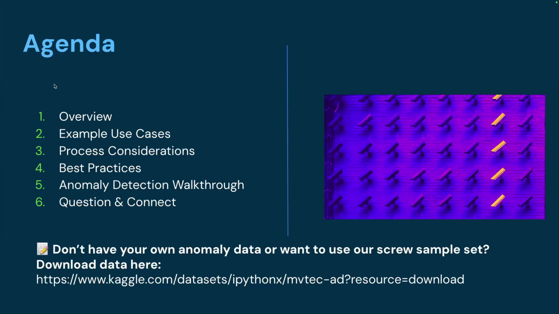And Grace or Adrian, if you could take the link here for the anomaly detection data sets and place it in the chat. Those that don't have existing anomaly data sorted into normal or abnormal can go ahead and download this data set here. We do also offer a sample project within LandingLens, so you're able to leverage that as well to follow along in this hands-on lab today. But if you don't want to use the screw, then there's quite a breadth of different anomaly detection data in this MVTec AD resource.